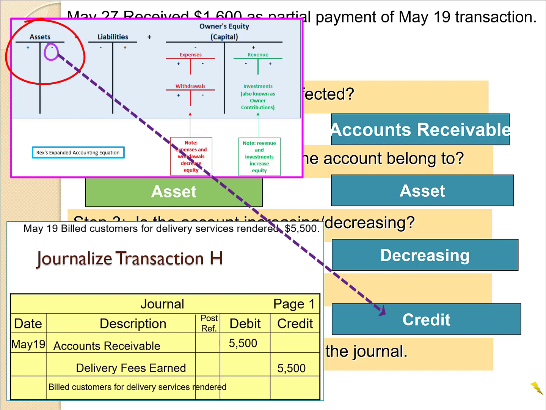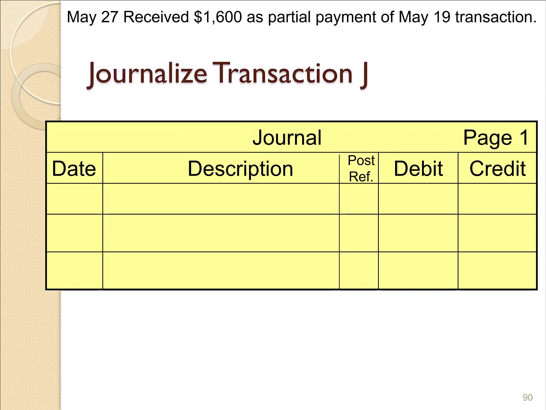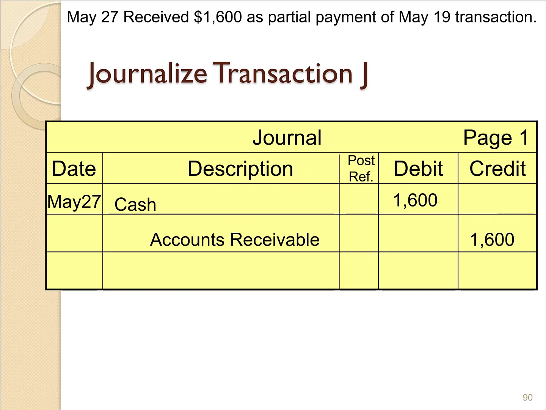So let's get out our journal page, skip a line between transactions, and we're going to journalize it. First thing we need is a date, May 27th. And do you remember what the debit account was? We received cash, so cash is going up with a debit by $1,600. And then accounts receivable is the other account. It's going down by that amount because our customers owe us $1,600 less now.